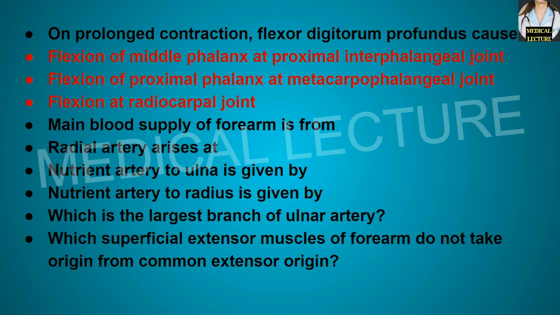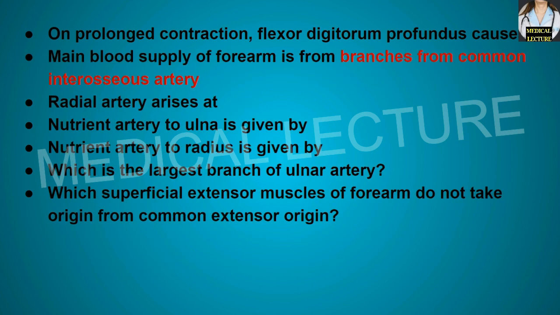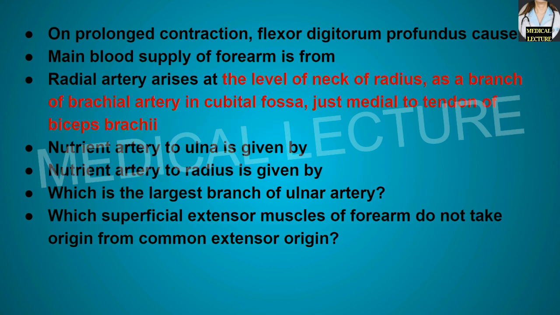Main blood supply of the forearm is from which artery? From the branches of the common interosseous artery. Radial artery arises at the level of the neck of radius bone as a branch of the brachial artery in the cubital fossa just medial to the tendon of the biceps brachii.